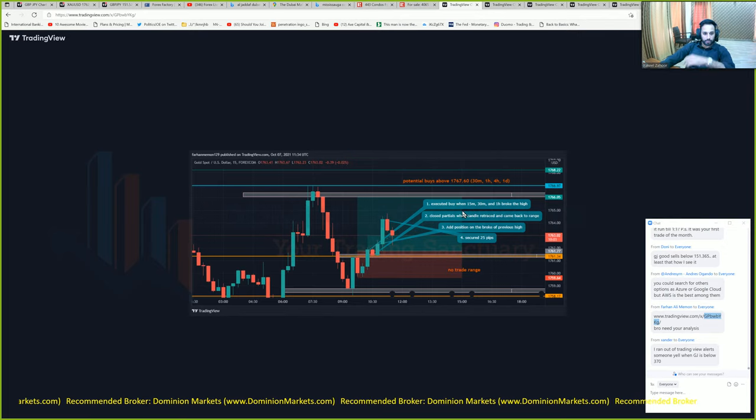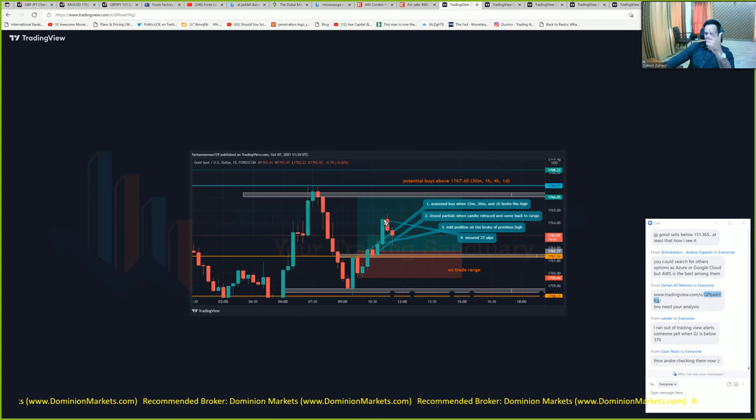Executed buy when 15 minute, 30 minute, 1 hour broke the high right here. Closed partial when candle retraced and came back to range. Added position on the break of the high. Secure 25 pips. Yeah. Well done.